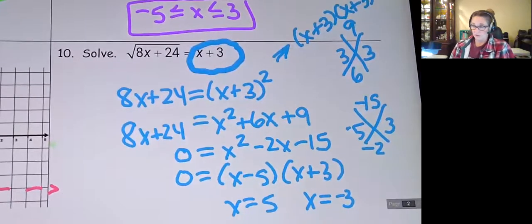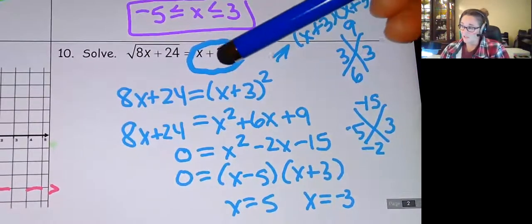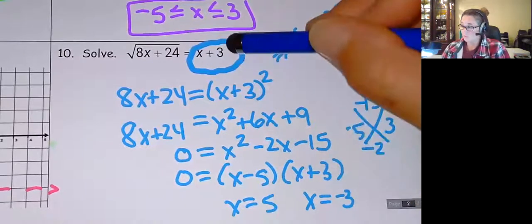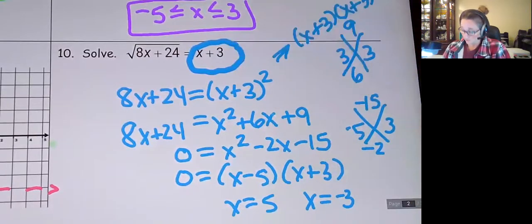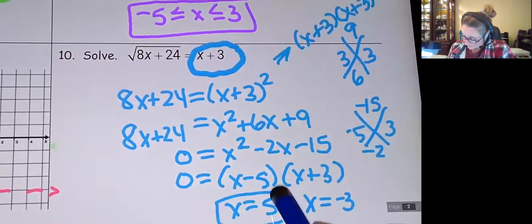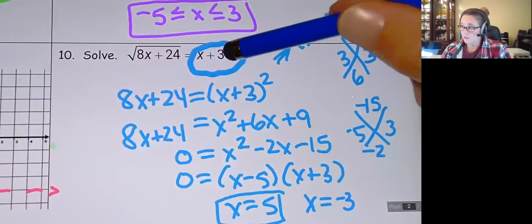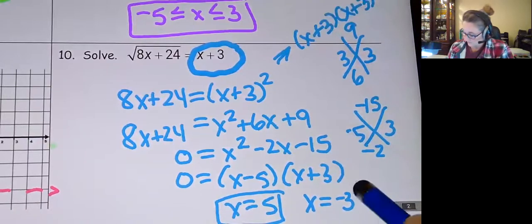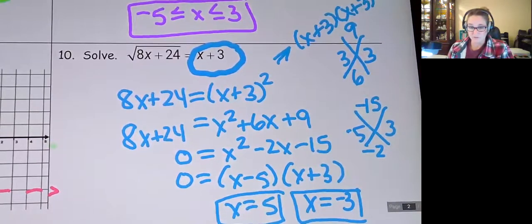Now, you want to check to make sure that this is not negative. It can be 0, it just cannot be negative. So if I put 5 in here, that is going to make it positive. So that's going to be an answer. If I put -3 in here, it makes it 0, but that's okay. It just can't equal a negative. So you've got 2 answers.